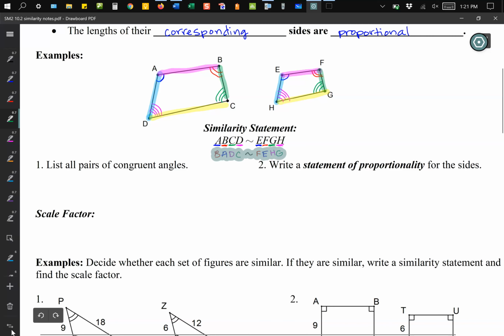So the first thing it's going to ask me here is it wants me to list the pairs of congruent angles. Well, I've got the picture right here. I can certainly do that. I can also do that even if I didn't have the picture, just by looking at the similarity statement. I look at the first letters. Angle A is congruent to angle E. It's really easy to get the similar sign mixed up with the congruent sign. Remember, the shapes are similar, the angles are congruent.